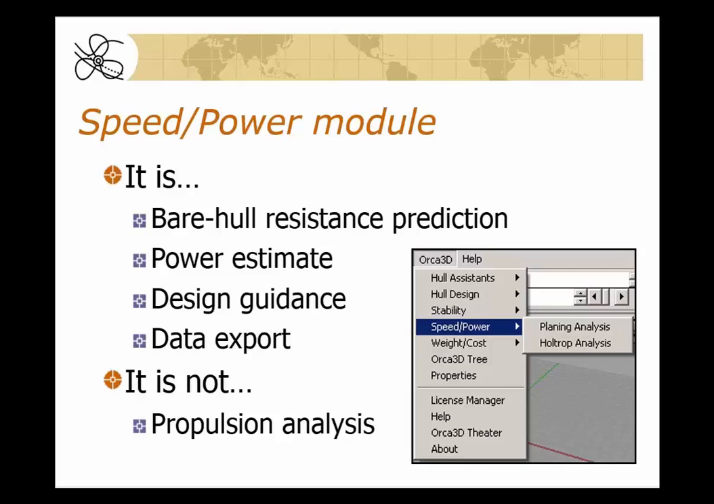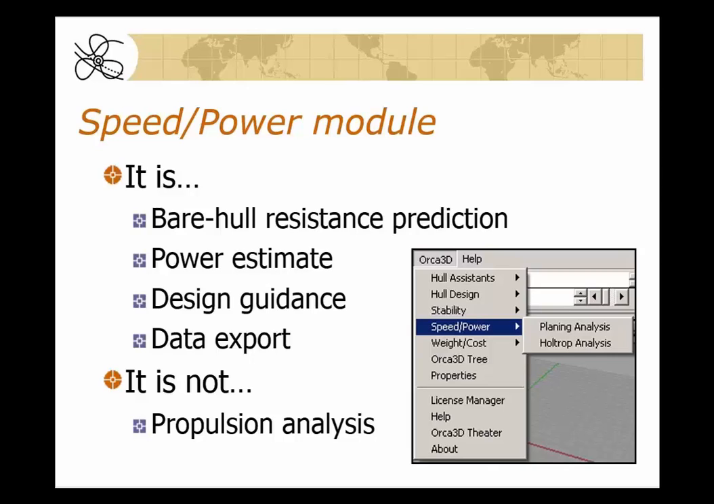So as part of the design cycle, the bare hull resistance, of course, is the principal drag component of any vehicle. So understanding the total bare hull drag is very important, of course. It gives you a power estimate. It also provides design guidance, and we'll have an opportunity to speak about that in a little more detail and also see an example of that.